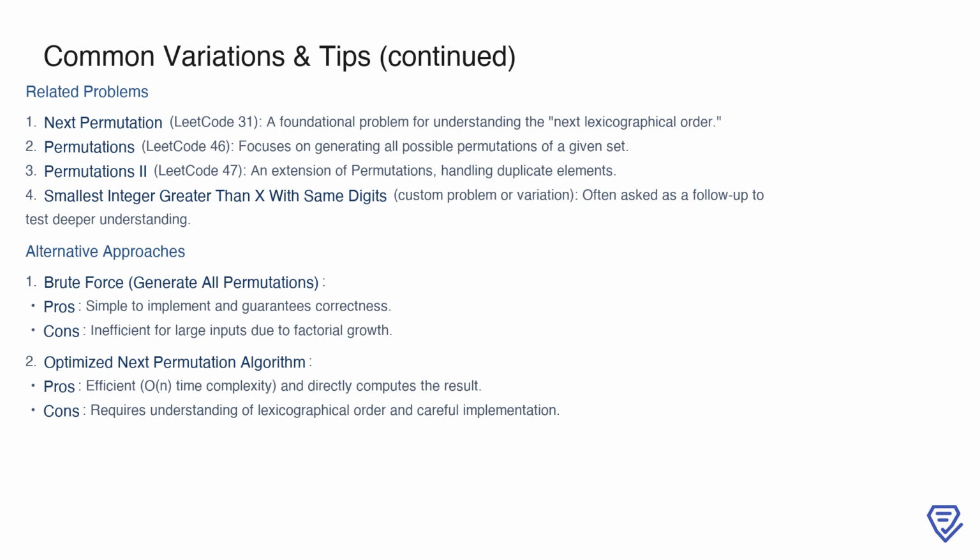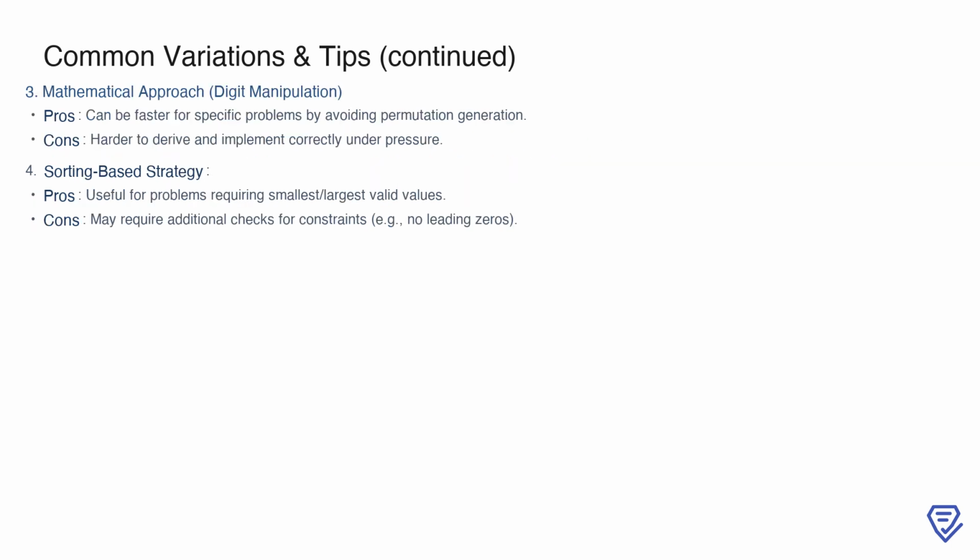during implementation. Another approach worth considering is the mathematical method, which focuses on digit manipulation. This can be faster for specific problems by eliminating the need to generate permutations entirely. However, deriving and implementing a mathematical solution correctly under time pressure can be challenging, as it often involves complex logic.